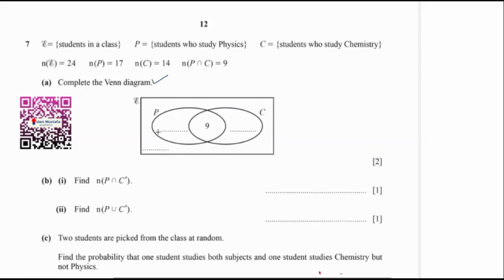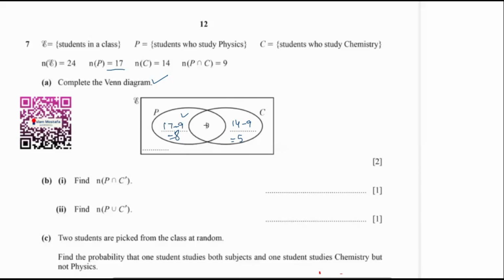Now you see here, there are 4 regions. One is the P region, those students who study only physics. The total students who study physics is 17, so only physics is 17 minus 9, and that value will be equal to 8. And same here for chemistry. The number of students who study chemistry is 14. Therefore, the students who study chemistry only will be equal to 14 minus 9, that's equal to 5.